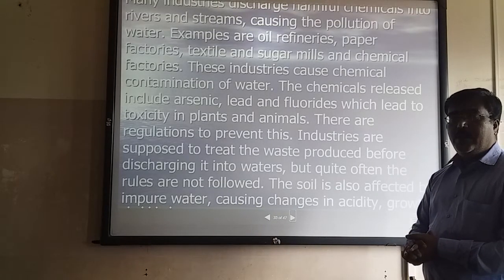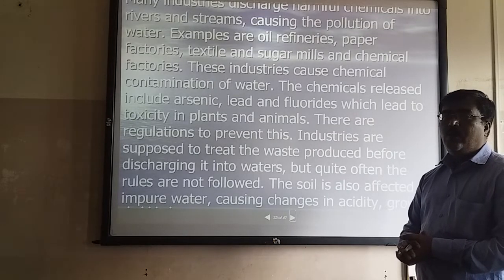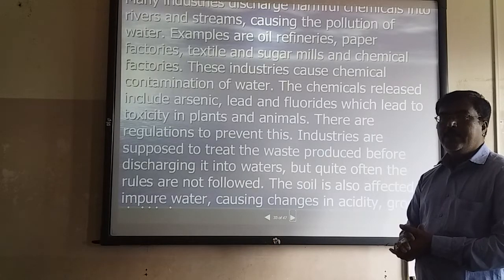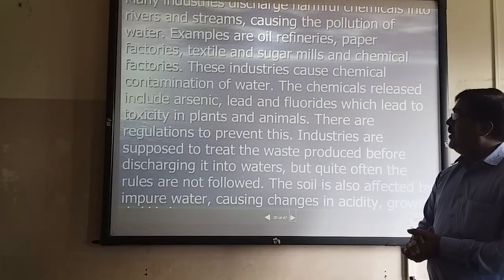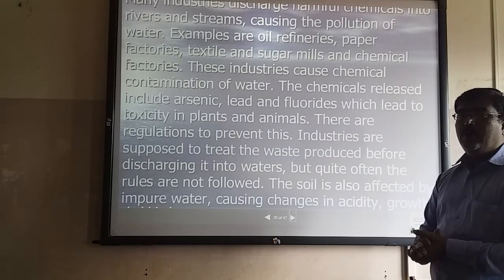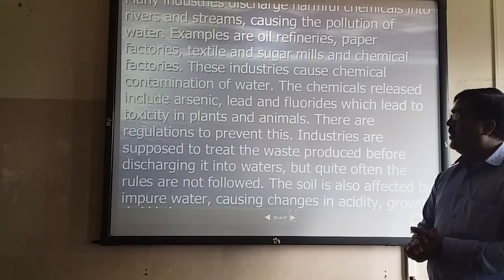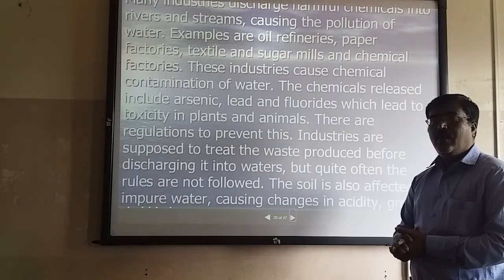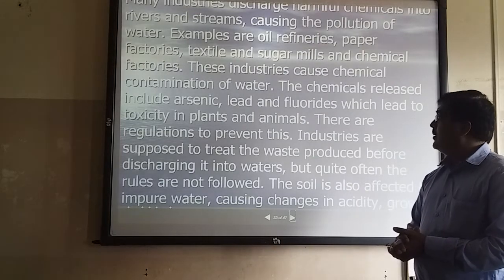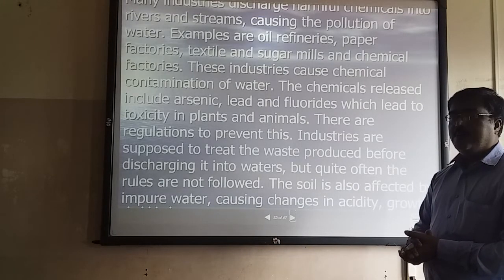Whatever waste products are there, they are easily thrown into the water. The chemical substances are harmful to us because they are not segregated. The chemicals may be highly poisonous, especially arsenic or lead, antimony, and also fluoride. Fluoride, if you take it, upsets the bone and teeth structure in our body also. It is toxic to plants and also animals.